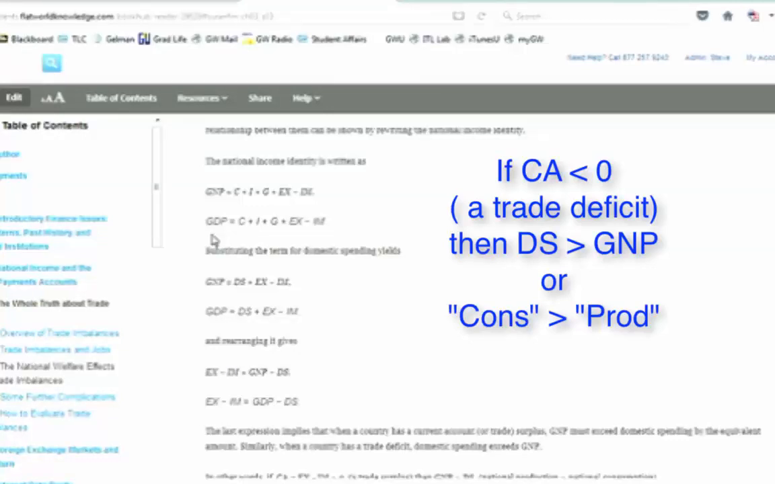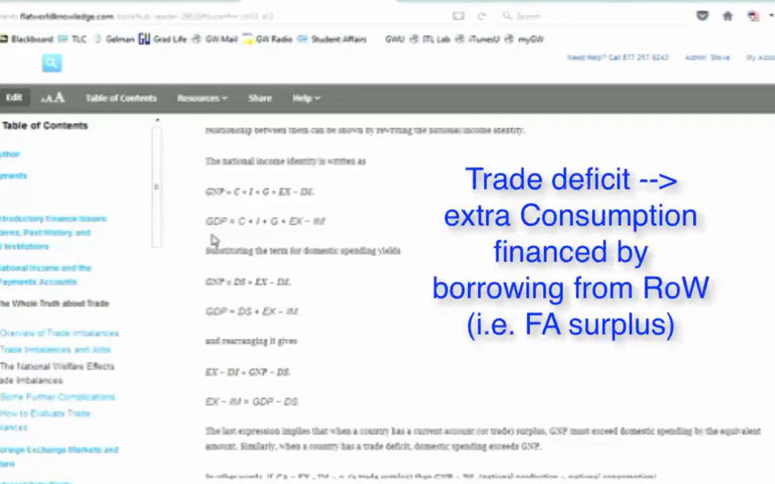Now, let's think about this one step further and remember that one of the reasons you might be able to increase your consumption above your production level, your income, is because you borrowed money from somebody else in order to pay for it. And that's exactly what the country is doing. So when you run a trade deficit, you're running a financial account surplus. And what that surplus can mean is that you're borrowing money from the rest of the world in order to finance what? Extra consumption over and above what your economy has actually been able to produce in that particular year.